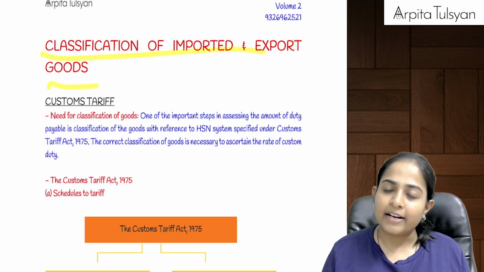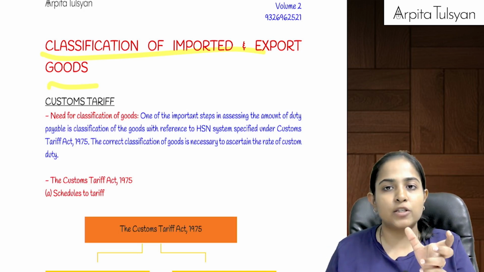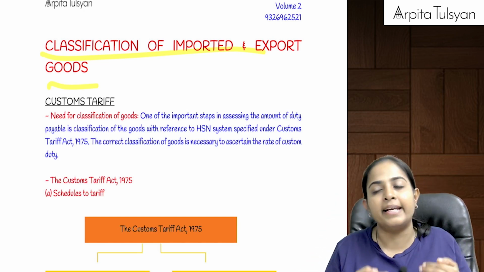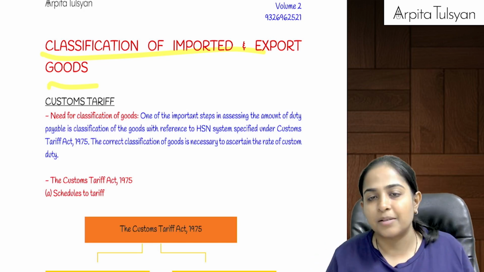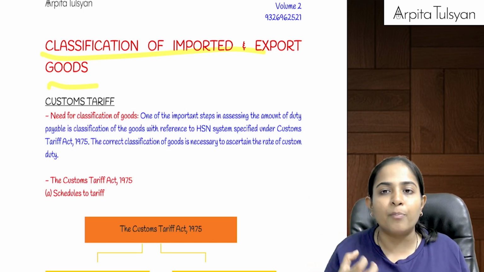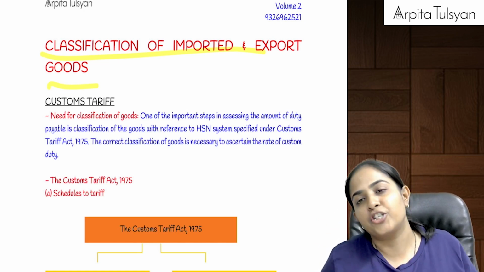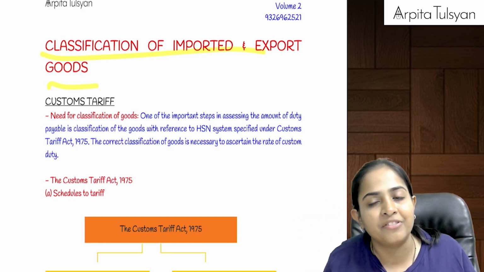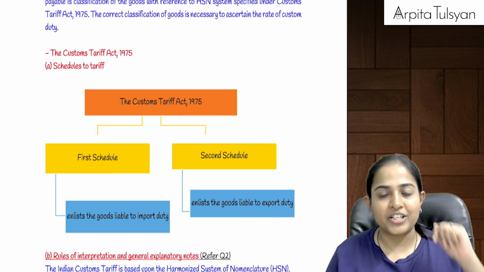Just like for GST, here also the classification has been done on the basis of HSN. On the basis of HSN, the goods have been divided into different headings, subheadings, sub-subheadings and so on. And that has already been given in the schedules of the Customs Tariff Act. Whatever goods you have imported or exported, you can find them in the first schedule and the second schedule of the Customs Tariff Act. Besides those goods, the rate of duty is written for the purpose of determination.